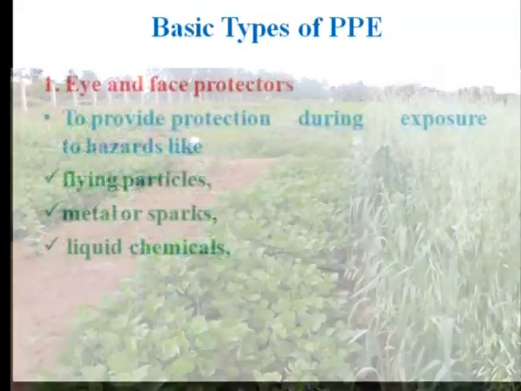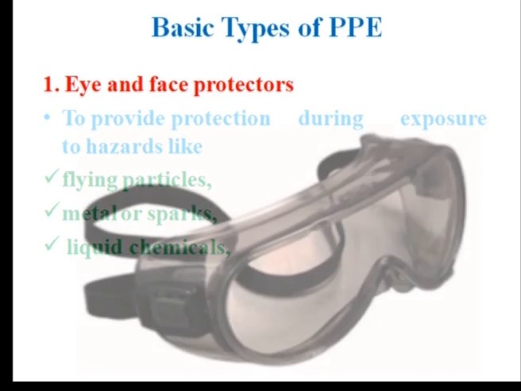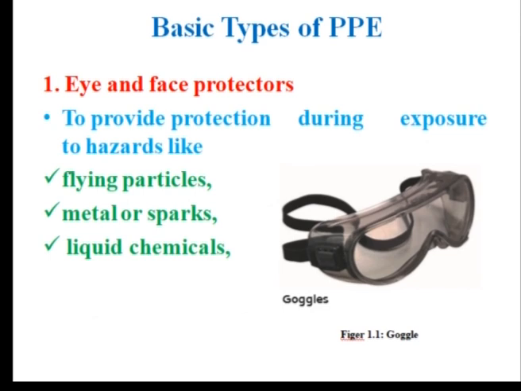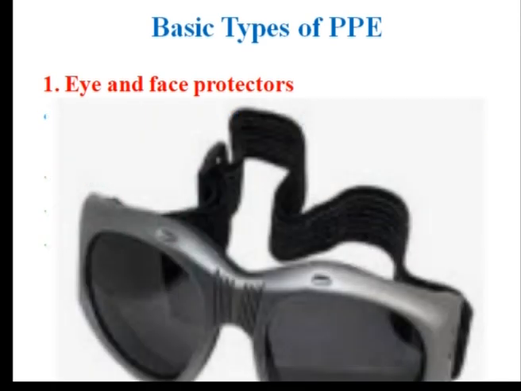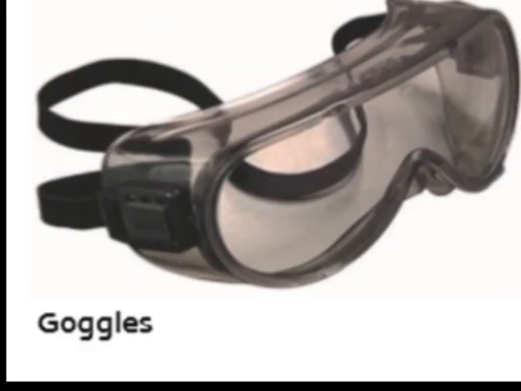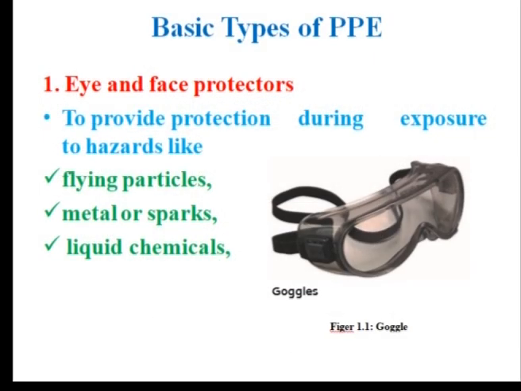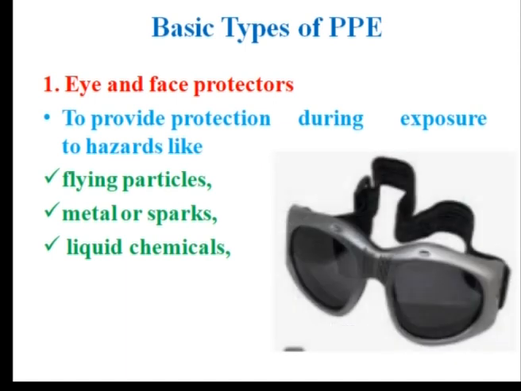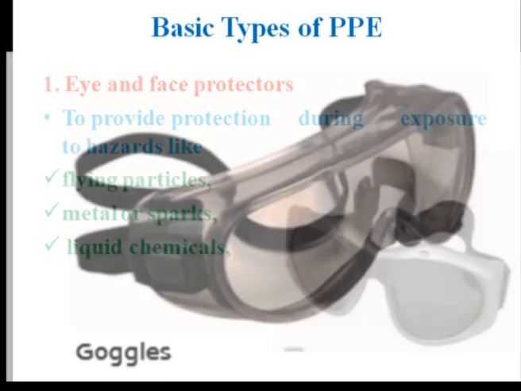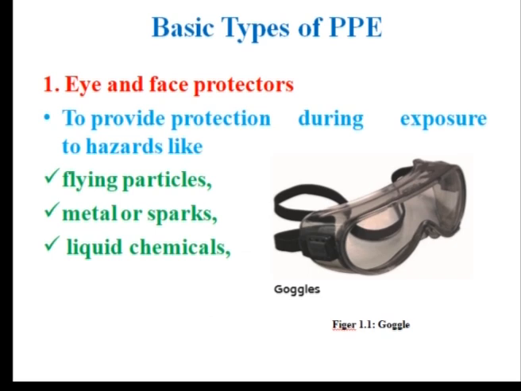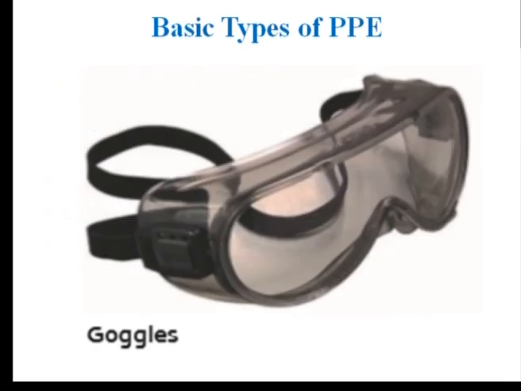Among them, the first one is eye and face protector. In other words, we call it goggles. Eye and face protectors or goggles are important to provide protection during exposure to hazards like flying particles, metals or sparks, liquid chemicals, caustic liquid, and light radiation, that means welding lasers. This eye protection should always be worn where there is a potential for injury to the eyes. Student, remember that different PPEs should be worn clean and free from any contaminants.